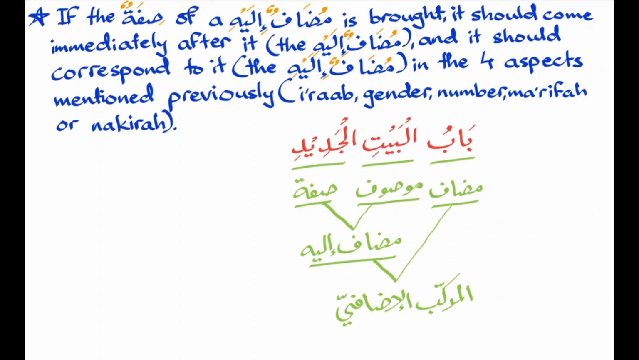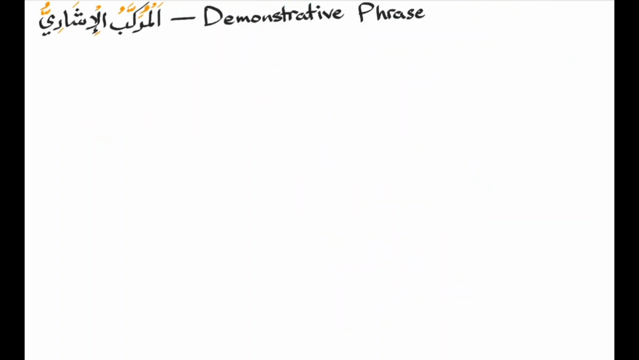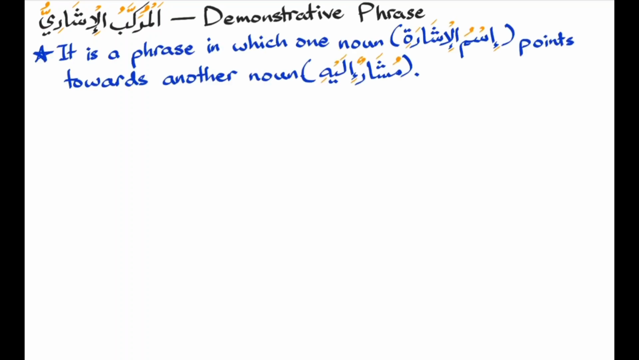Now let's move on to the third type of al-Murakkabun naqis, which is al-Murakkabul ishari, demonstrative phrase. Al-Murakkabul ishari means demonstrative phrase. Al-Murakkabul ishari is a phrase in which one noun points towards another noun. Now, this demonstrative phrase has two parts. One is the noun which is pointing towards something, and one is the noun which is being pointed towards. The noun that is pointing is called ismul ishara.